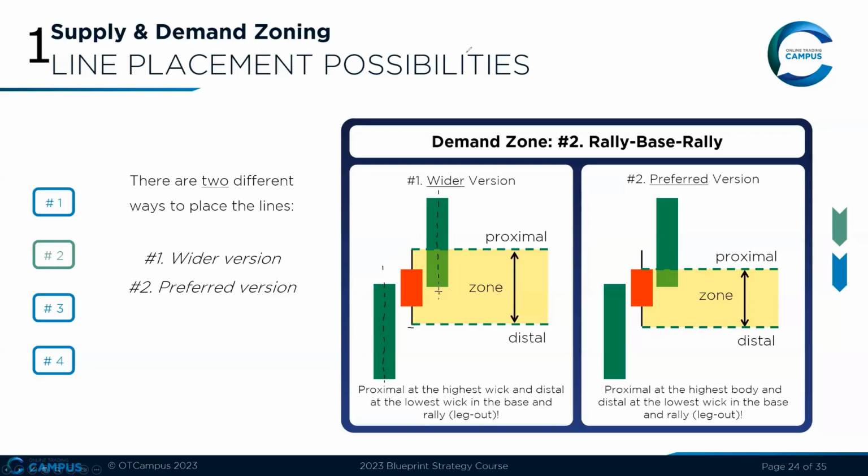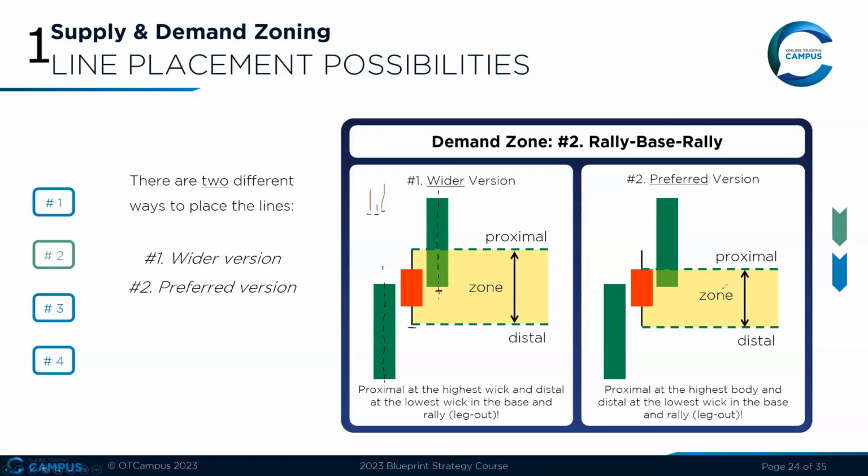So when we look at the distal, we only look at the base and the leg out. As we looked at the drop-base-rally, when we placed our distal, we looked at the entire formation. So we looked at all of those candles. Here we're only looking at the base and the leg out. That's the difference. Where the proximal goes is exactly the same. Okay, so the proximal at the highest wick and the distal at the lowest wick of the base, including the leg out.